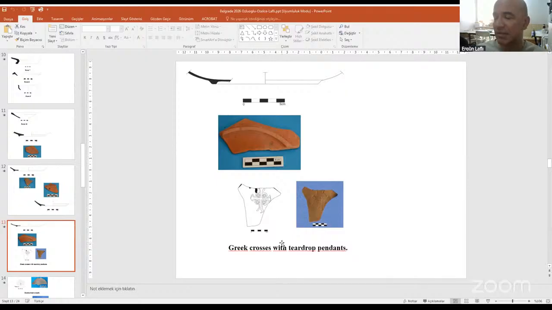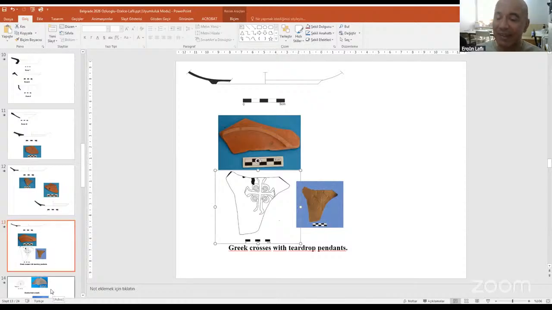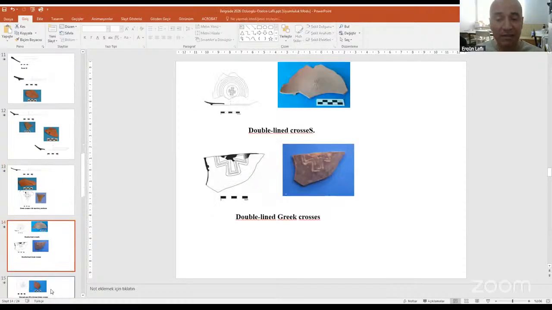Okay, I would say this is Ijlal's, of course, drawings and Ijlal's conclusions. The first typology that Ijlal created is Greek crosses with teardrop pendants. Hayes was talking about that a little bit, but he did not really differentiate between Greek cross, Latin cross, and other types of crosses. So we were able to at least say that. Then we have double-lined crosses, then again double-lined Greek crosses in a different shape.